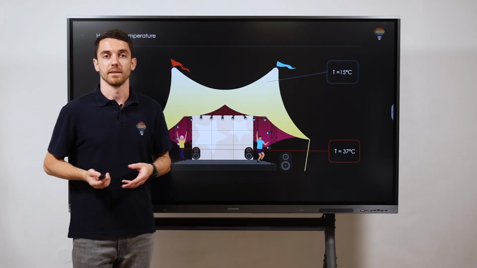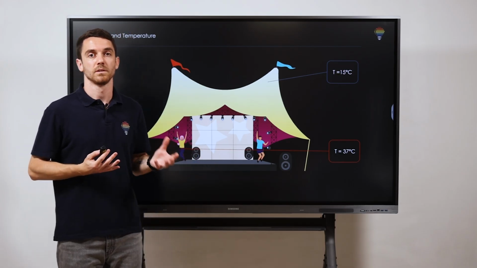Have you ever been to a party in some tent when it's cold outside?